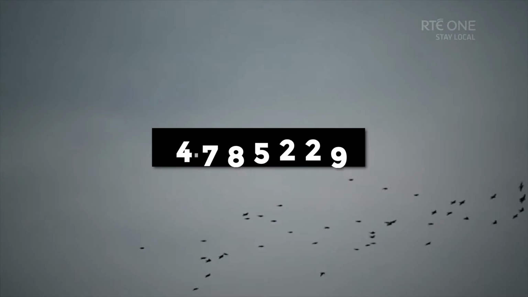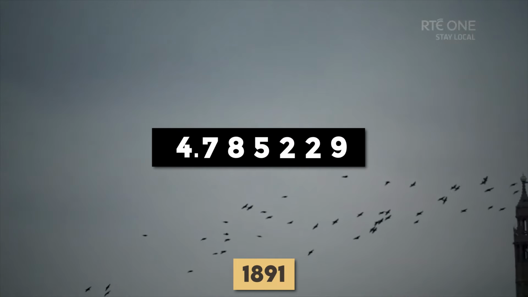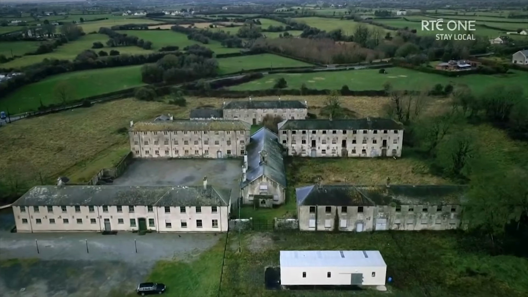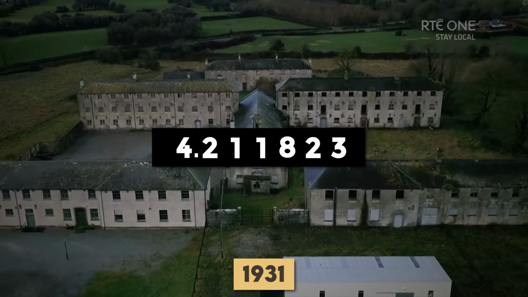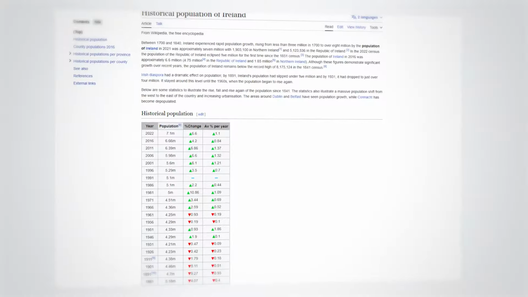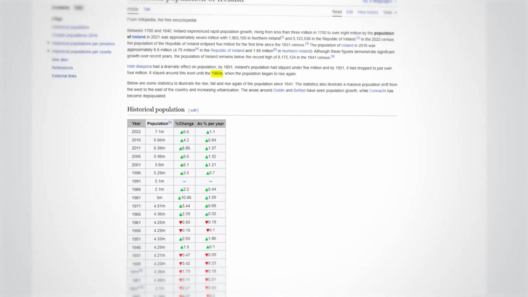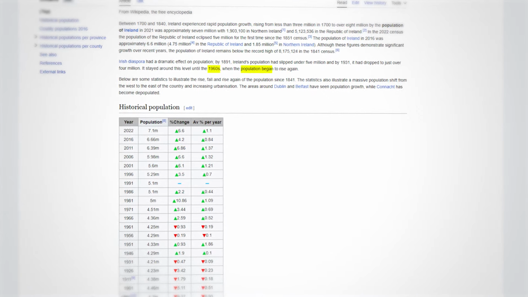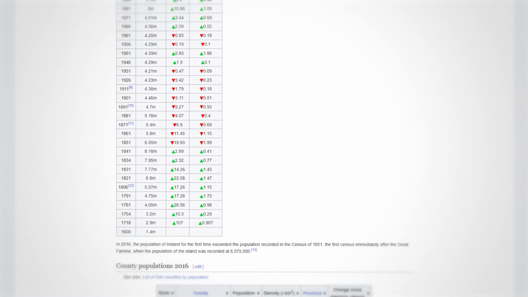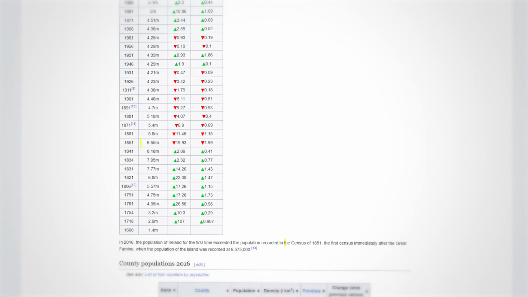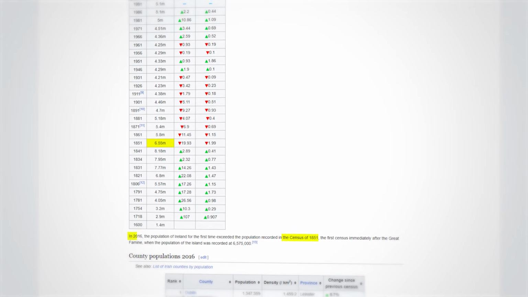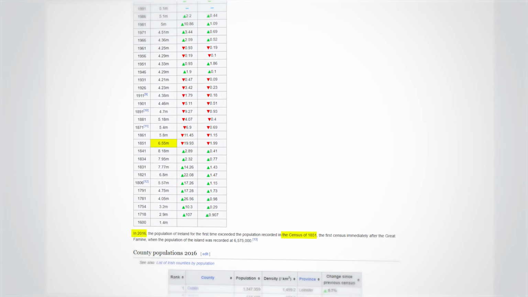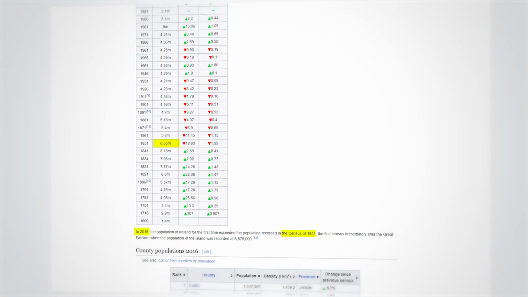This is Ireland's population in 1891, which had gone below 5 million. And then, this is the population in 1931, standing at a little over 4 million. It wasn't until the 1960s that Ireland's population started to increase once again. It's interesting to note that Ireland's population went beyond the population recorded in the census of 1851 for the very first time in 2016. This meant it took almost a century and a half to make up the difference.